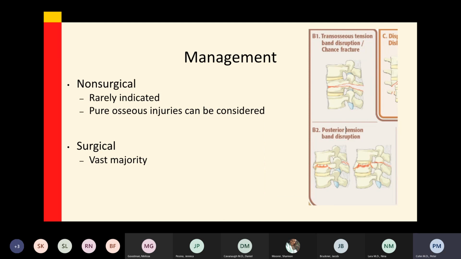So management of these B-type injuries, particularly the B1 and B2 injuries or flexion distraction injuries, is rarely non-surgical and almost always surgical. I mentioned this briefly before, but in the case of maybe low mobility patients who are maybe sicker and have transosseous fractures or B1 type fractures, you may be able to consider non-operative treatment there for some of those injuries, but really for the most part, these are all considered surgical due to the instability of the pattern.